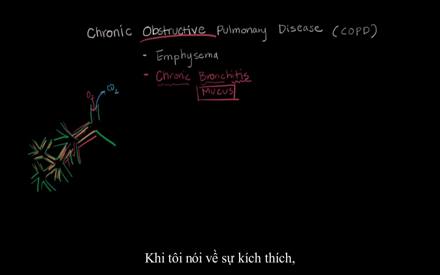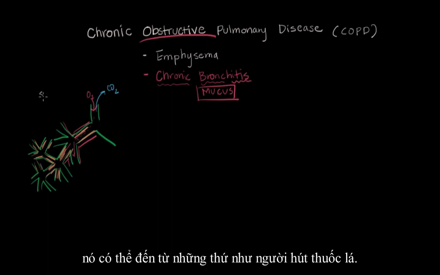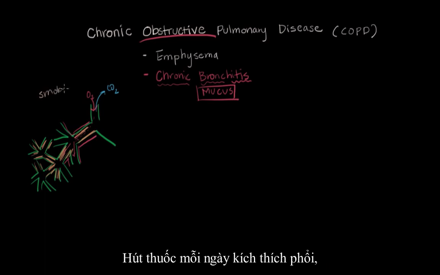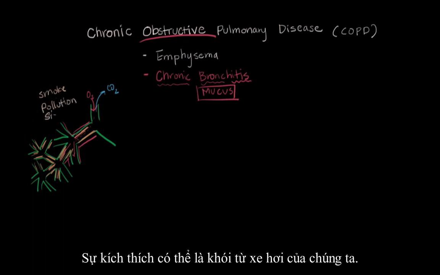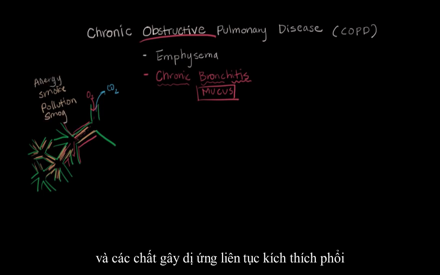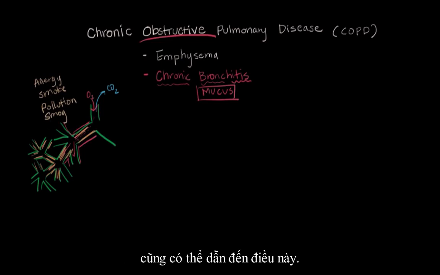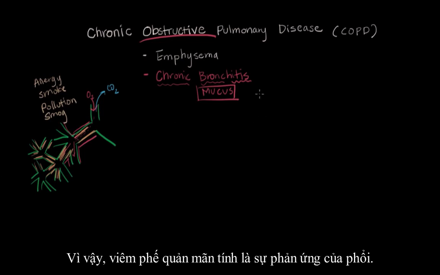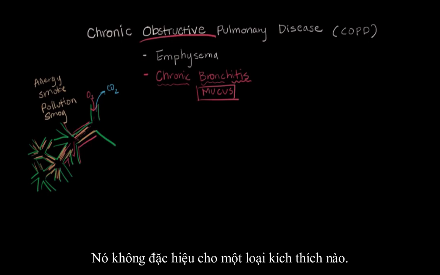So when I talk about irritation, it can come from things like being a smoker. Smoking every day irritates the lungs. Or if you live in a very polluted place, pollution can do that as well. And what goes with that is smog from our cars. Or this person can have an allergy, and the allergens constantly irritating the lungs can lead to this as well. So chronic bronchitis is the lung's response. It does not specify one kind of irritant.